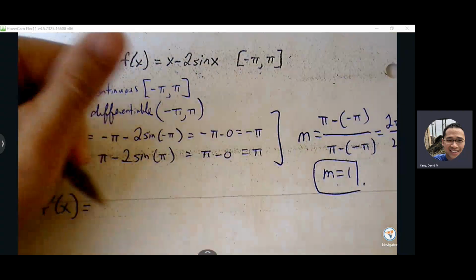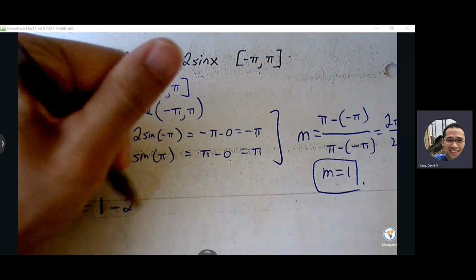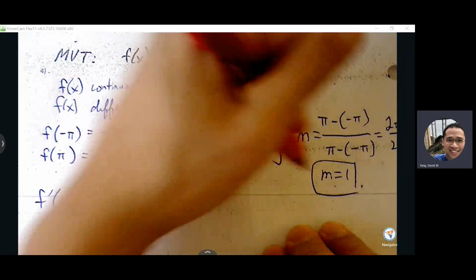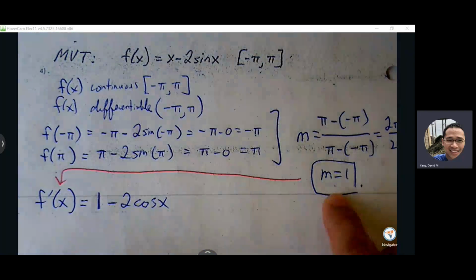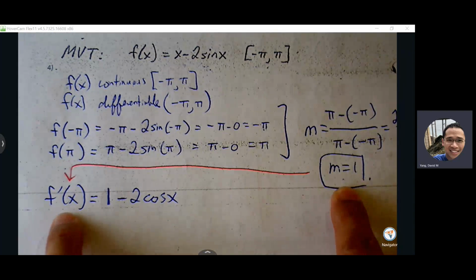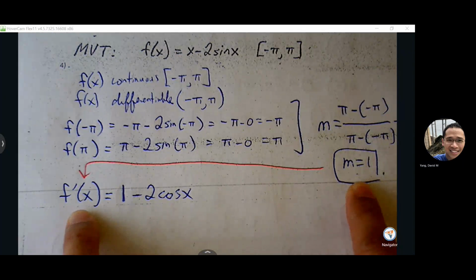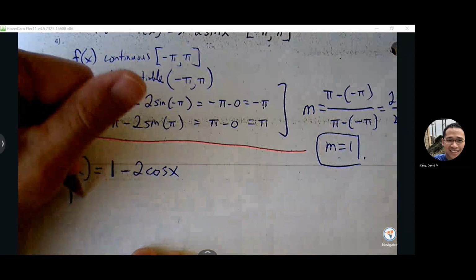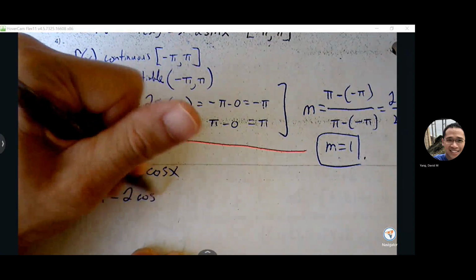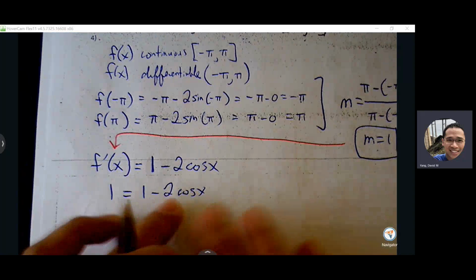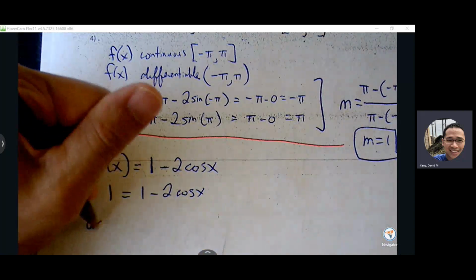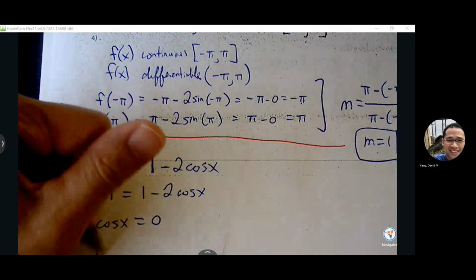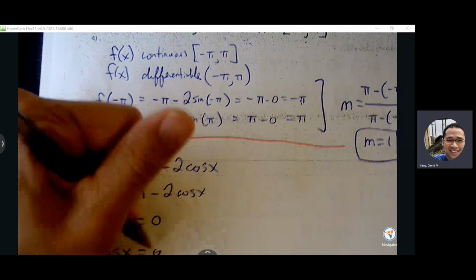Okay, so x becomes 1. 2 sine x becomes 2 cosine x. Now we're just setting our derivative equal to a slope of 1. Remember that the 1 doesn't go in for the x, the 1 goes in for the slope variable. Let's move that 2 cosine x to the left side to make it positive. I'll move the 1 over to the right. I get 2 cosine x equals 0. Divide by 2, I get cosine x equals 0.